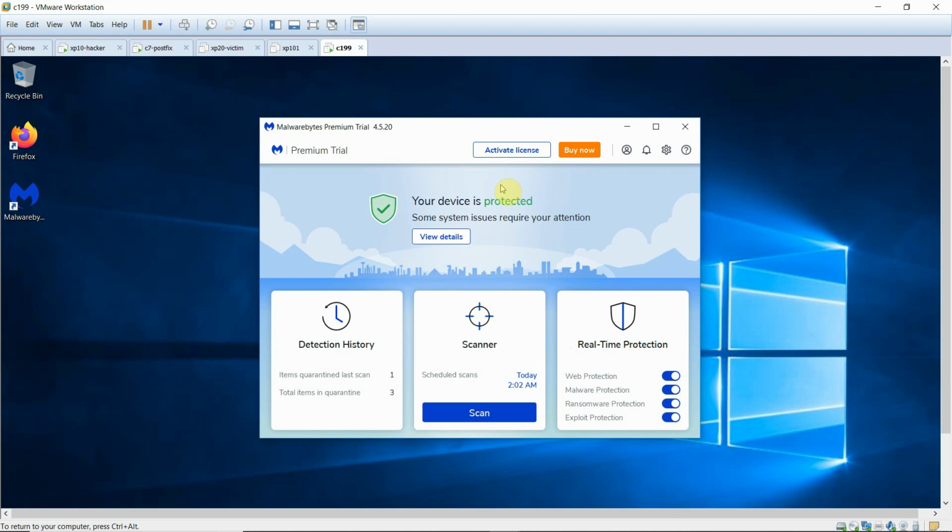So you can use any of the malware detection tools, and you can check the effectiveness of these tools by sending the actual Trojan horse and then seeing whether they are able to detect it or not.